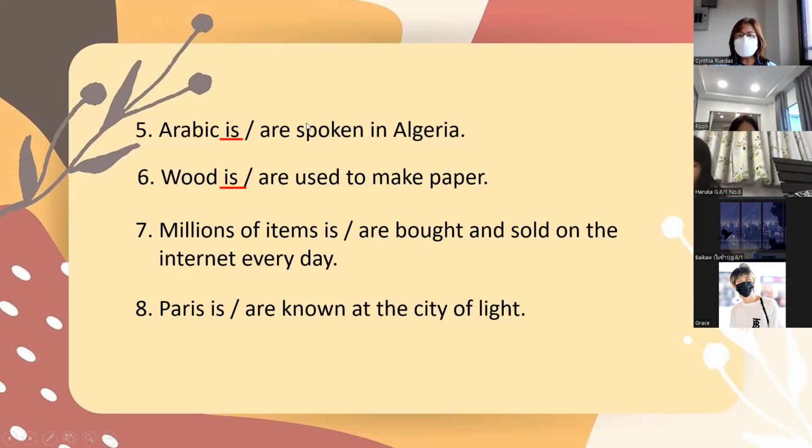Poon, what is the present simple of spoken? Speak. Okay. Haruka, present simple of used. Use. Okay. Grace, present simple of bought. Buy. Very good. This is an irregular verb, okay? And also speak, irregular verb. That's why the spelling changes. And then for you, Baikal, no. Okay. So I hope you are correct with your answers.